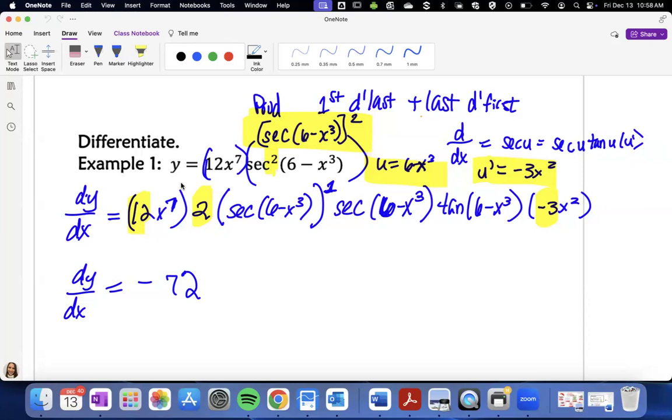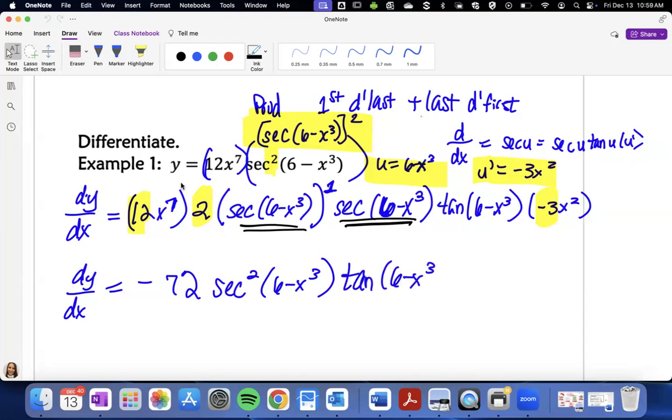And then, do you see this right here? How many secants do I have of 6 minus x cubed? Two of them. So I have secant squared of 6 minus x cubed, and then times the tangent of 6 minus x cubed. And do you see x to the 7th and x squared becomes x to what power? x to the 9th. Times -72. So I'll clean it up a little bit: -72 x to the 9th, secant squared of the quantity 6 minus x cubed, tangent 6 minus x cubed.